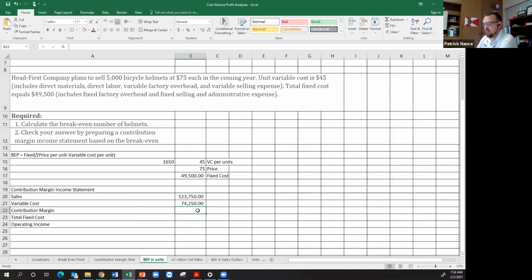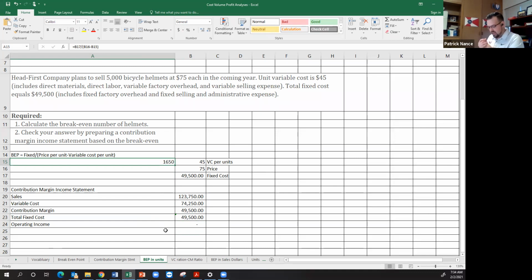And then I can subtract the variable cost from sales to get my contribution margin. My fixed cost is 49.5. And so 1,650 units is my break-even point. So that is how I find break-even point in units.